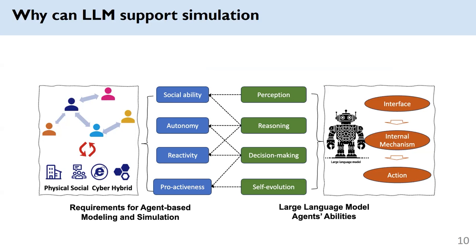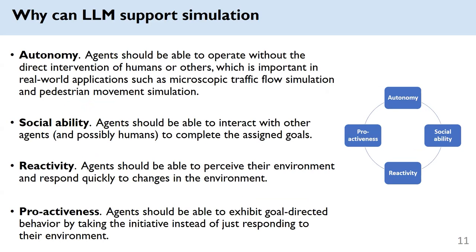Agent-based simulation requires the agent to have sociability, autonomy, reactivity, and proactiveness. And the LLM agent, with a good interface design and internal mechanism, can behave well in perception, reasoning, decision-making, and self-evolution. And that's discussed in detail. So for the requirements for agent-based simulation, the agent should first be able to operate without the direct intervention of humans or others, which is important in real-world applications, such as in different simulation tactics. The first requirement is autonomy.